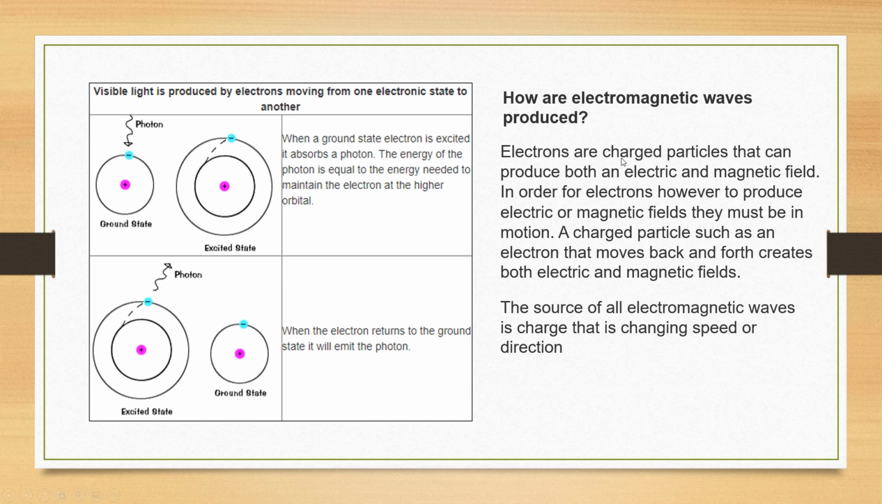Electrons are charged particles that can produce both an electric and a magnetic field. In order to produce electric or magnetic fields, however, they must be in motion. A charged particle, such as an electron that moves back and forth, creates both electric and magnetic fields. The source of all electromagnetic waves is charge that is changing speed or direction. So it will emit energy, and that energy is in terms of electromagnetic waves and photons.